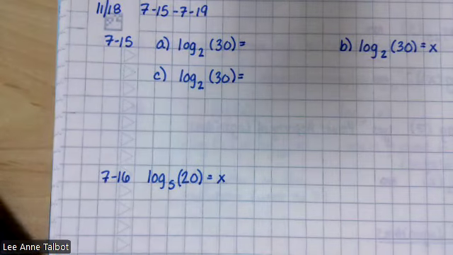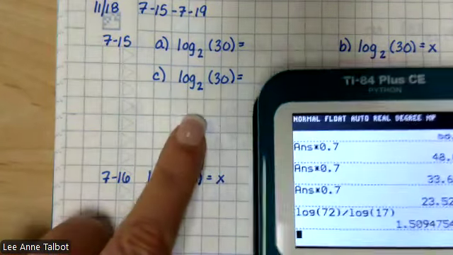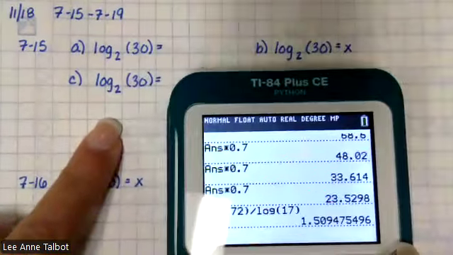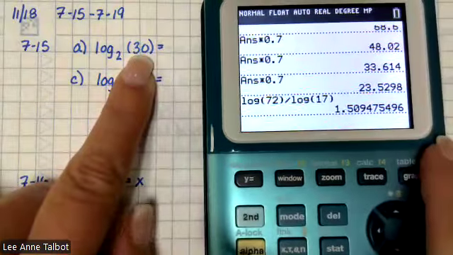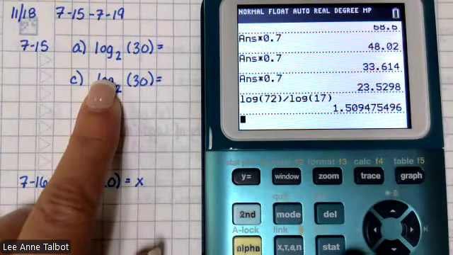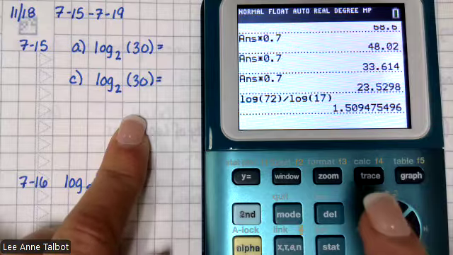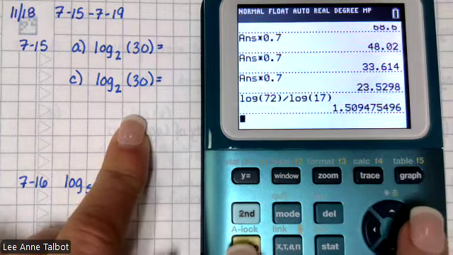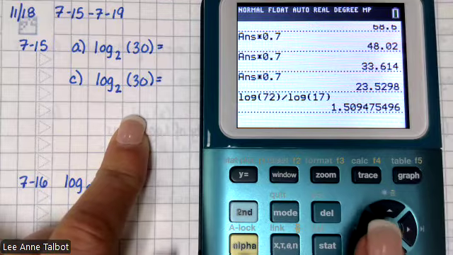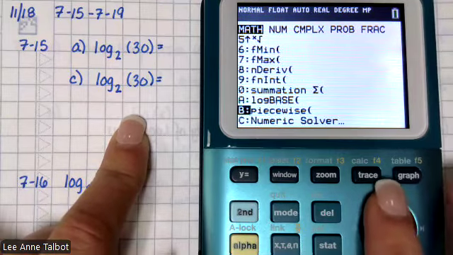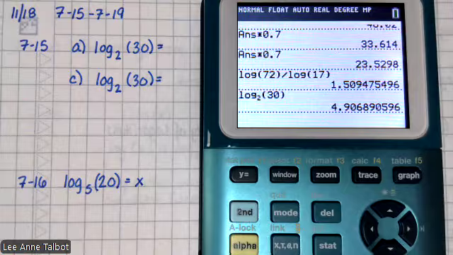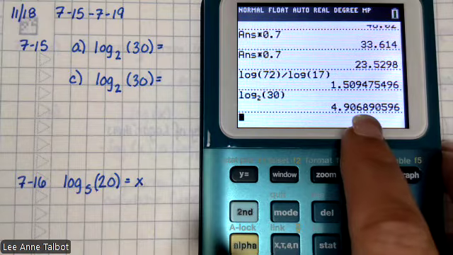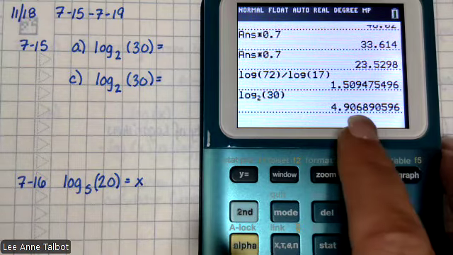Okay. So for the first one, for A, I want you guys to go on the calculator and calculate log base 2 of 30. Literally just calculate log base 2 of 30. Do you guys know where to look to get log base? Okay, math. Okay, perfect. Yes. And then round to the 4th decimal, so 4.9069.